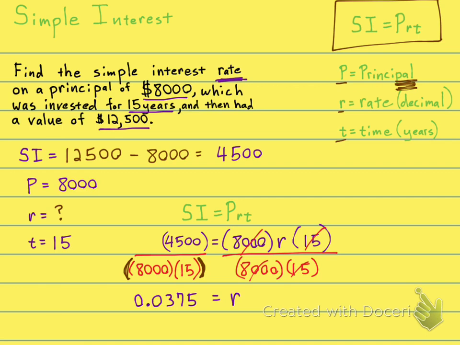Now this is the decimal. They're probably going to ask you for the rate as a percentage. So to turn a decimal to a percent, you move the decimal over 2 places, and then you put the little percent sign. So this is going to be 3.75, and then you know the percent sign, it's like a 100, like a 1 with 2 zeros. And that is going to be our simple interest rate.